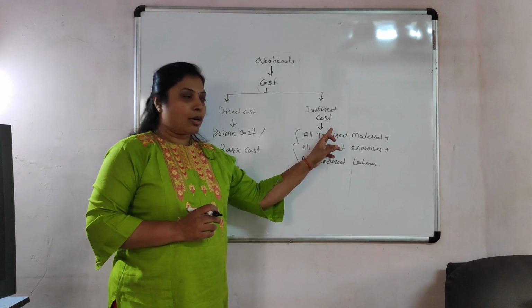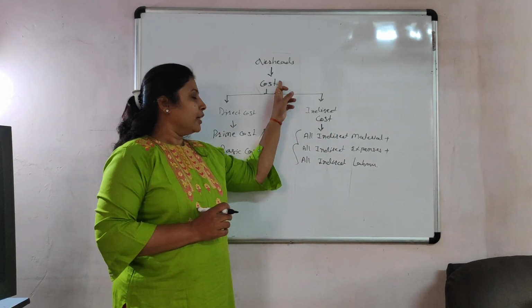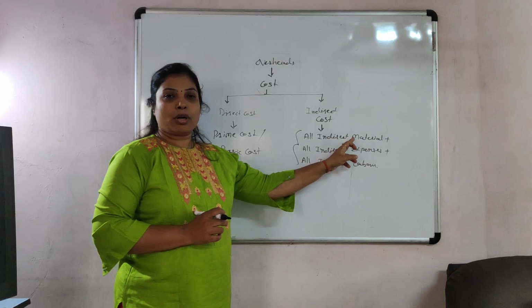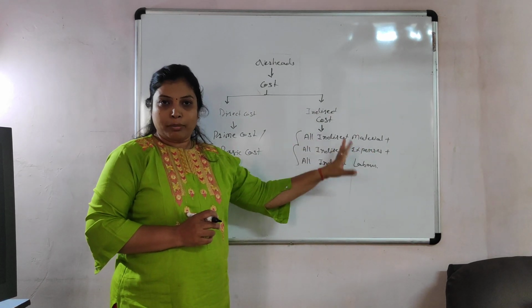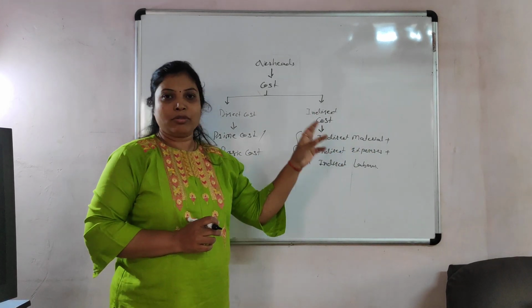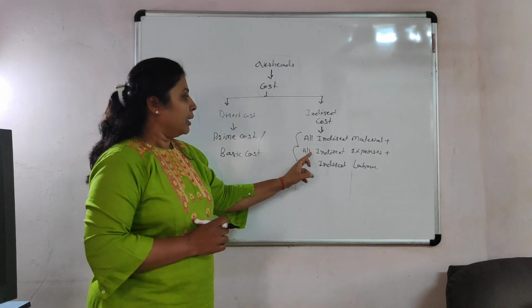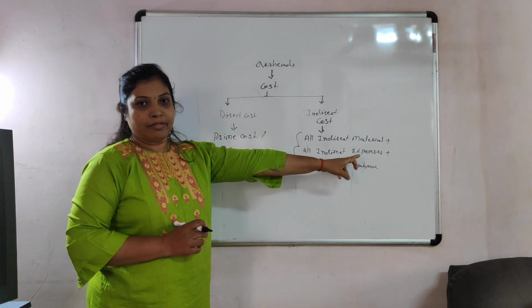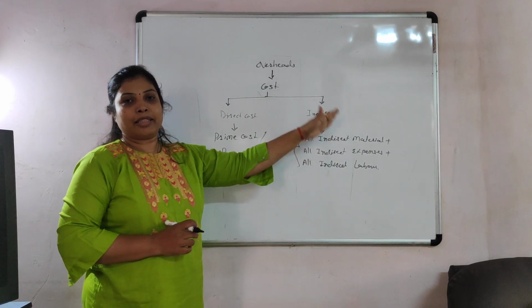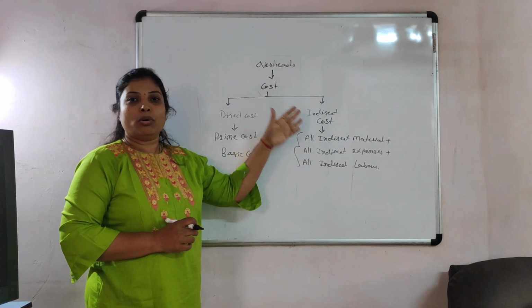The indirect cost, the feature of overhead, that is indirect cost, is always common. It is related with factory overheads, and indirect expenses is related with all the indirect costs used by the manufacturing companies and overheads.